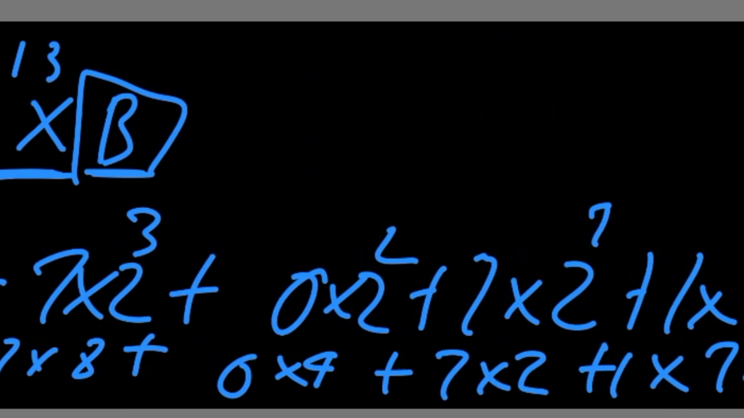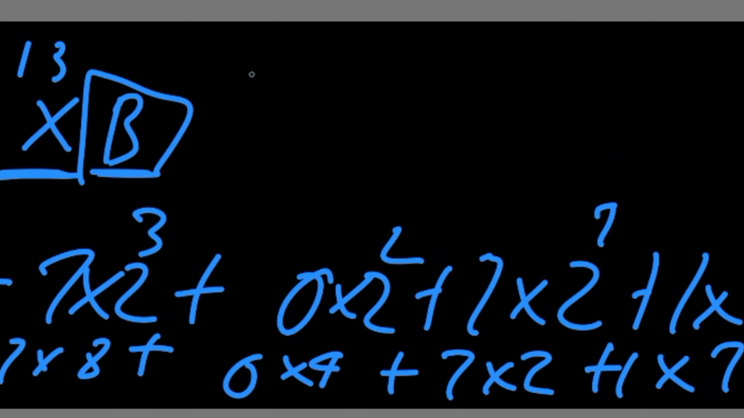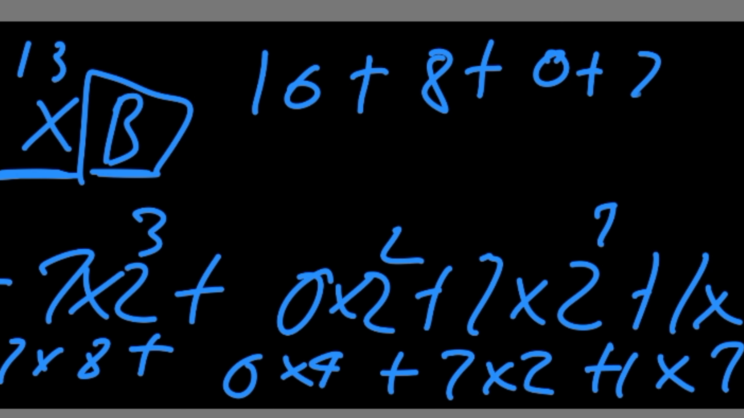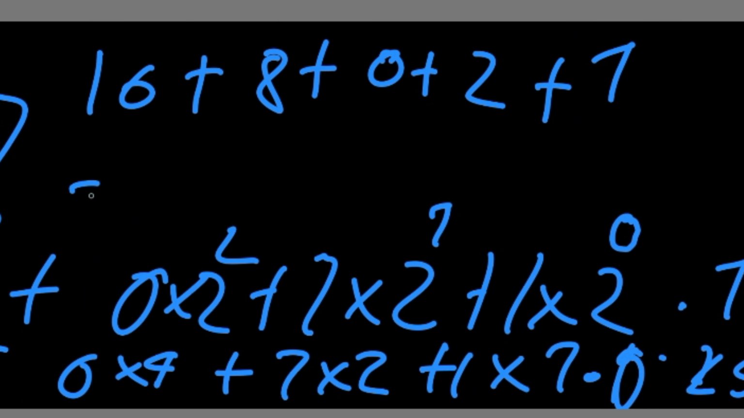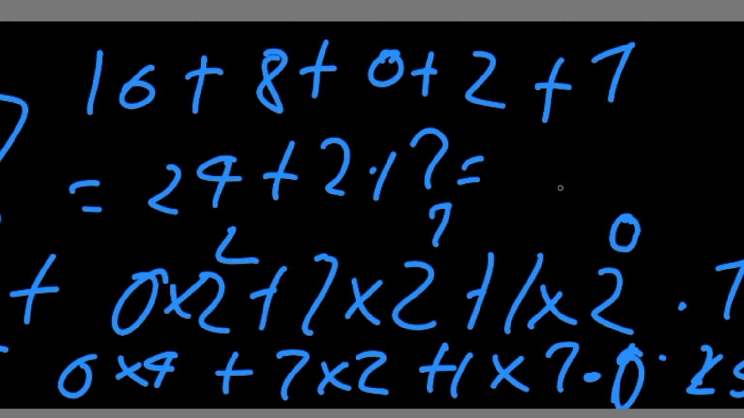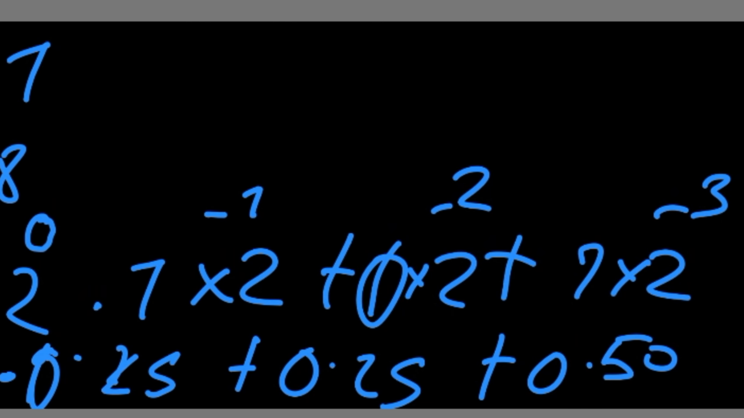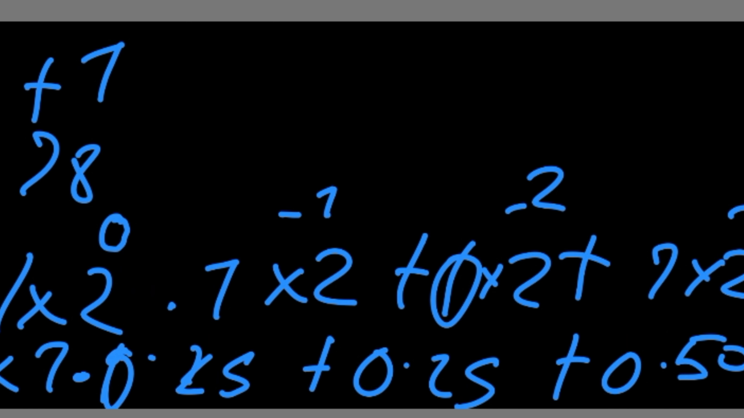Now we take the answer, which would be 16 plus 8 plus 0 plus 2 plus 1. So 16 plus 8 gives us 24, plus 2 is 26, plus 1 is 27. After adding the fraction, we just put the fraction part here.